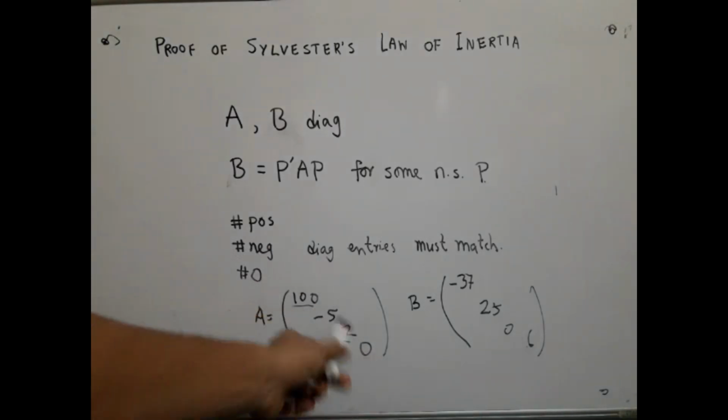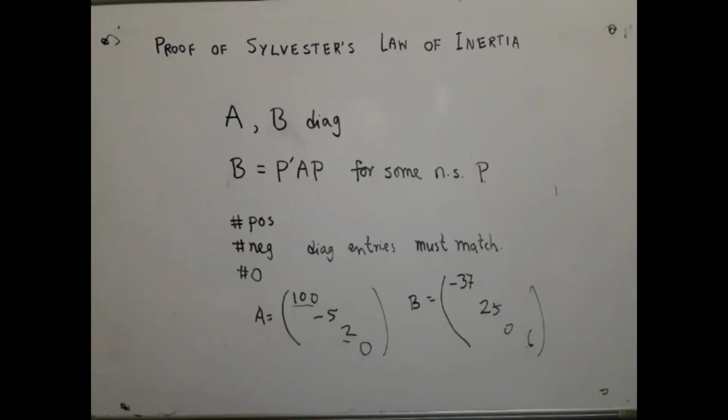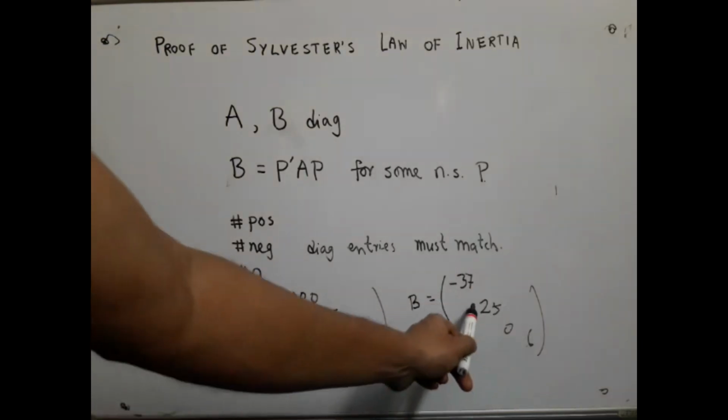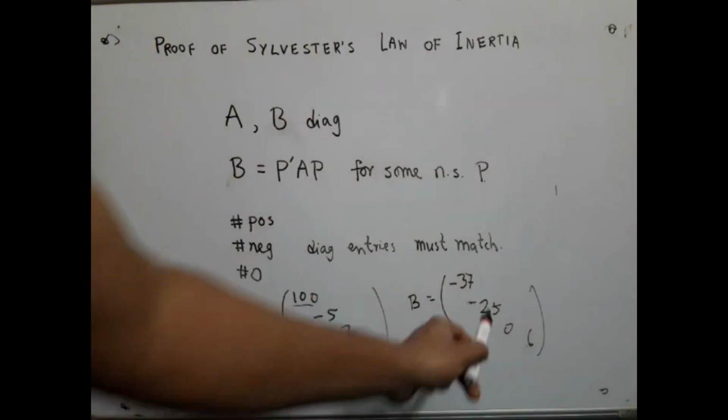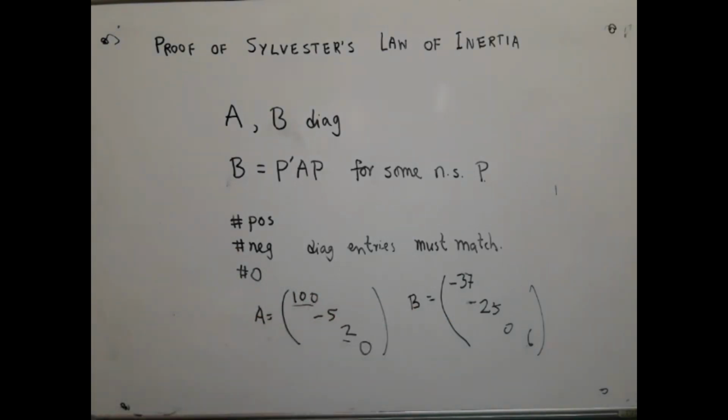Observe that the positions may be different, the actual values may be different, but the number of positive, negative and zero entries must match. For instance, it is never possible to have something like this, because here the number of positive and the number of negative entries do not match. The proof is actually quite straightforward.